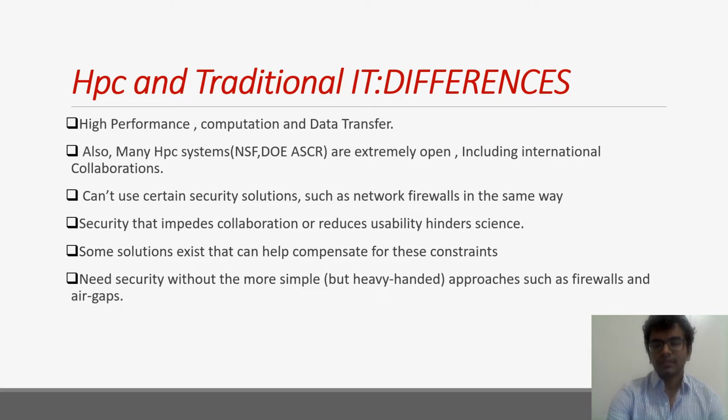Differences between HPC and traditional IT systems: high performance computation and data transfer. Also, many HPC systems like NSF, DOE, and ASCR are extremely open, including international collaborations. We can't use certain security solutions such as network firewalls in the same way. Security that impedes collaboration or reduces usability hinders science. Some solutions exist that can help compensate for these constraints, such as Science DMZ, which we'll discuss later. We need security without the more simple approaches such as firewalls and air gaps.